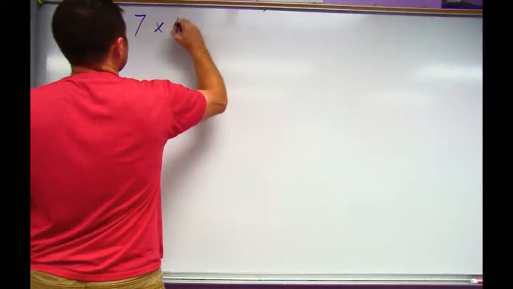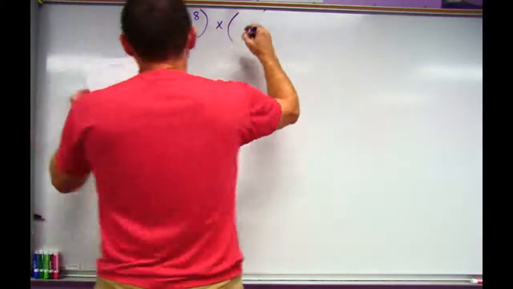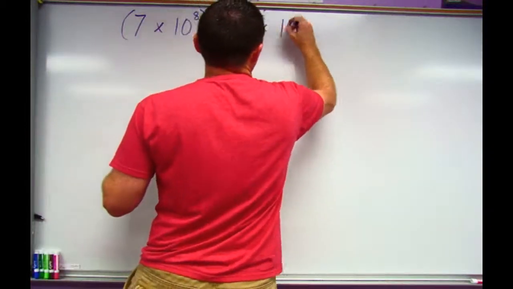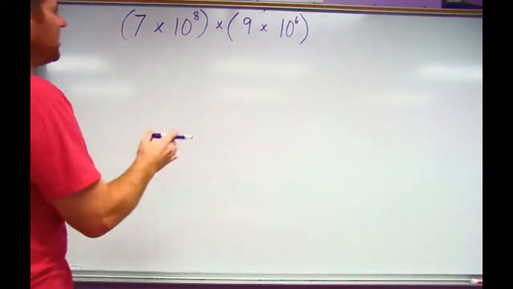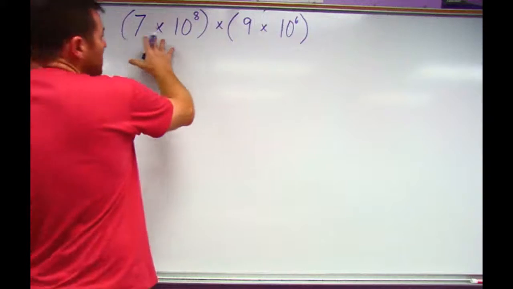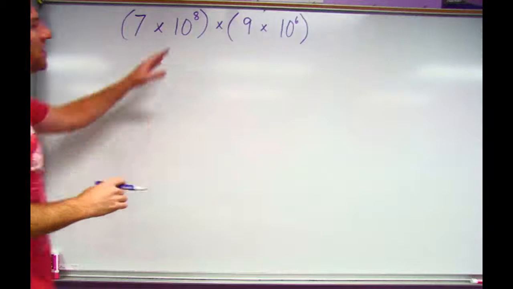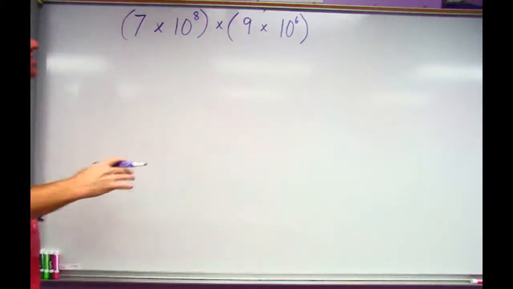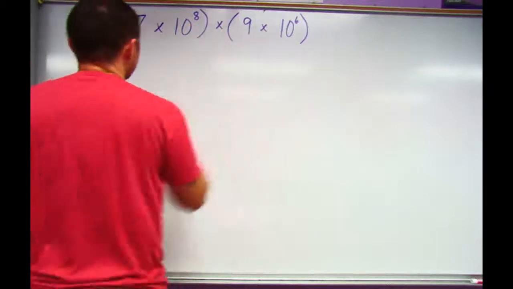We'll jump into the other rule of multiplication and division. What if I had 7 times 10 to the 8th times 9 times 10 to the 6th? All right, in this case, with multiplication and division, you're going to multiply the numbers together, the real numbers, the 7 and 9, and then the exponents. Remember, when you multiply exponents, you add them together. When you divide exponents, you subtract from one another.